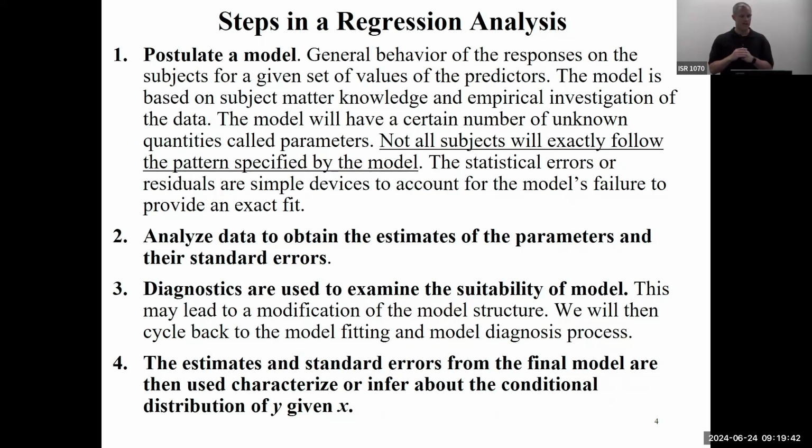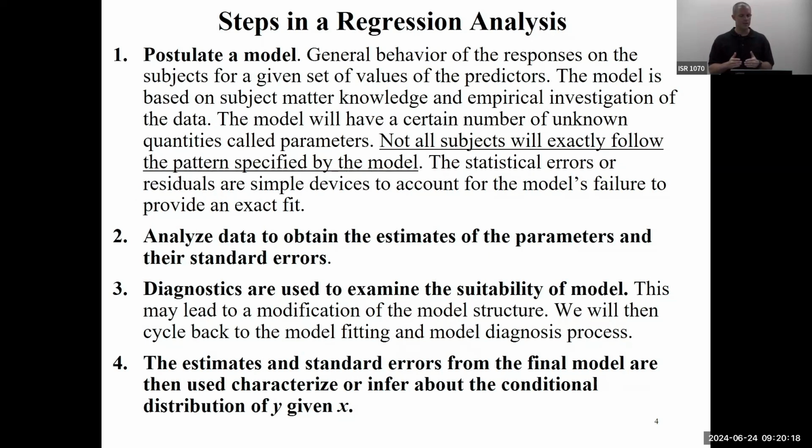Okay, so that model that you're postulating defines the general behavior of the response variable, again, given a set of values on the predictors, and it's based on your subject matter knowledge and potentially initial empirical investigation of the data, usually a healthy blend of those two. The model is going to have a certain number of unknown quantities called parameters that define the conditional distribution of that dependent variable. So these are your regression coefficients, but also in some cases, the variances of your residuals. We're going to talk about that as well in the overall model specification.